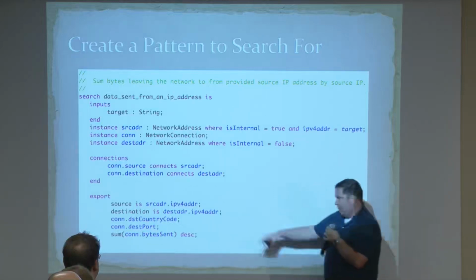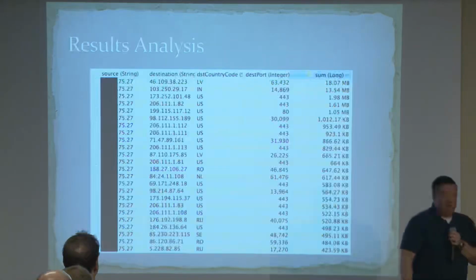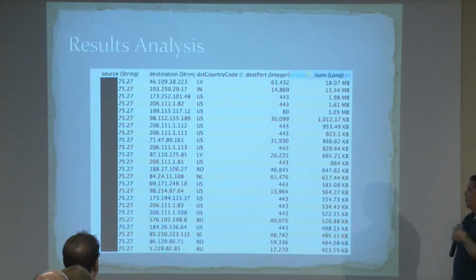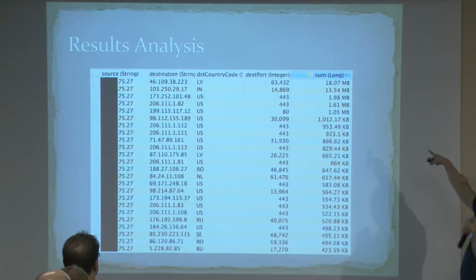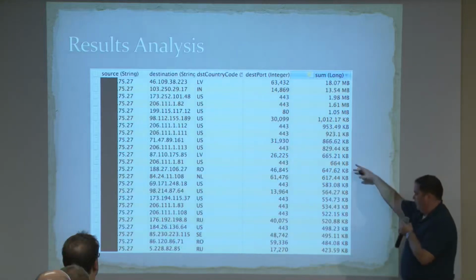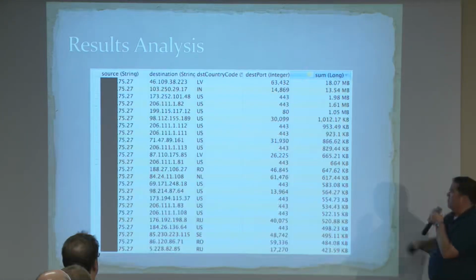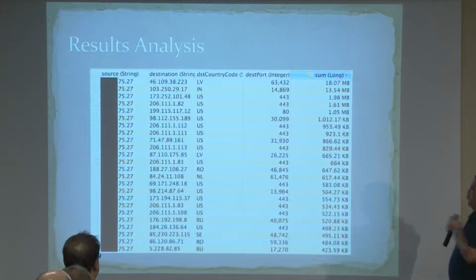I want to see country code, destination port, and then the sum of the bytes sent, and I get something like that. So I can see this particular system, I can see all the destinations, I can see what ports it's talking to, and I can see the sum of the data. So in this case, here's the list, here's everything it's talking to, and how much it's sending. And 18 megs to some random IP address in, what was that, Latvia? I don't know. That doesn't seem good to me.